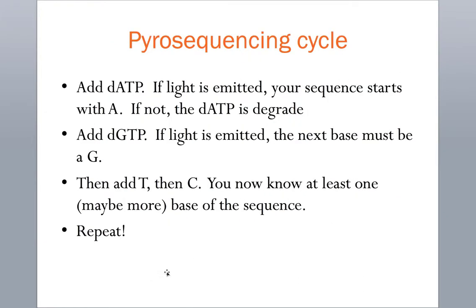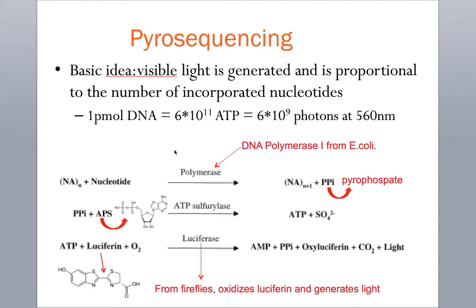So how do you use this? You first add, let's say, dATP. If light is emitted, your sequence starts with A. If not, you have to get rid of the dATP, either by washing it out or by using an enzyme. Then you add dGTP, and if light is emitted, the next base is G. And so on, and you repeat until you have the whole sequence. The basic idea is that visible light is generated and is proportional to the number of incorporated nucleotides. For example, 1 picomole of DNA can make 10 to the 9 photons, so you can measure this.